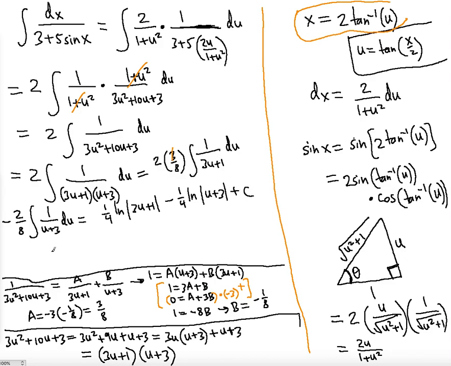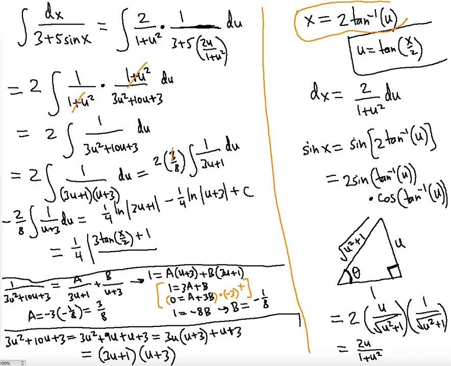So let's put everything in terms of one answer. 1/4 is a common factor, right? So 1/4, and let's put everything under one fraction, because subtracting one ln from the other means the inputs, this input will be the denominator, this will be the numerator. So basically 3u plus 1. But let's put everything back in terms of x. u is tangent of x over 2, so 3 tangent of x over 2 plus 1 over tangent of x over 2 plus 3.